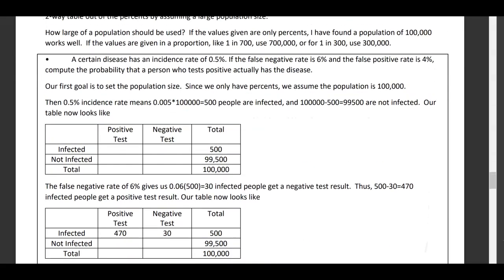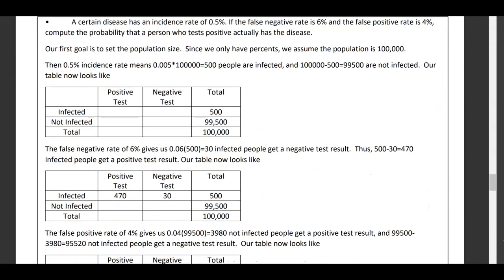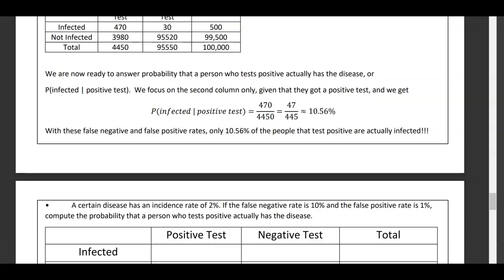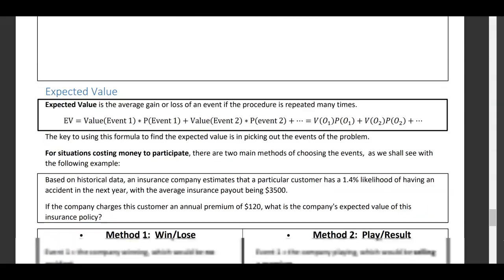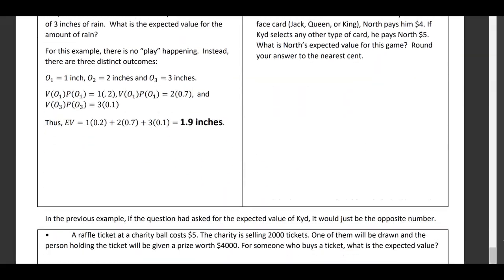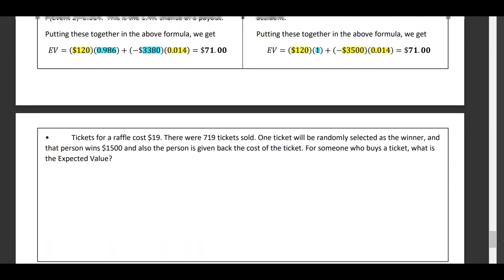So we have the incidence rate creating the two-way tables. And some people have tried to remember Bayes' theorem to do that instead. Bayes' theorem works, but it's not a formula that's given, so you have to memorize it and understand how to use it. And so I think the two-way table method is a little more straightforward. And we still have expected value left in probability.